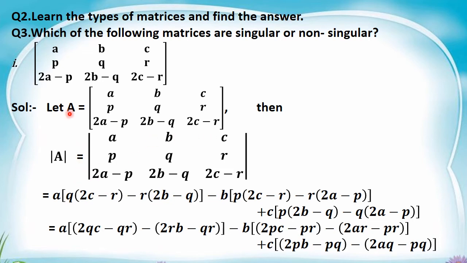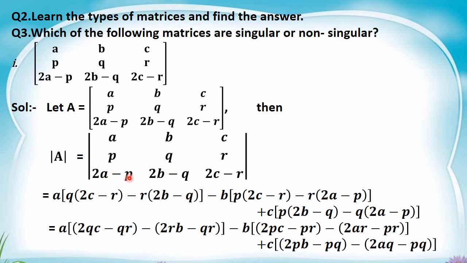Now we can expand the third order determinant along the first row. a into q into (2c minus r) minus r into (2b minus q), minus the second term, b into p into (2c minus r) minus r into (2a minus p), plus c into, omitting this row and column, p into (2b minus q) minus q into (2a minus p).